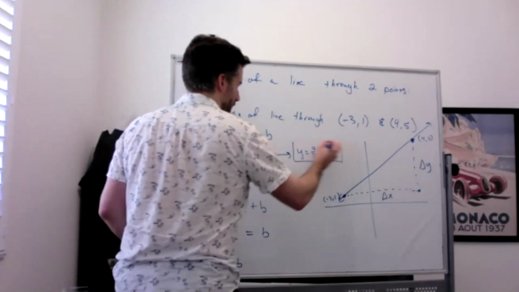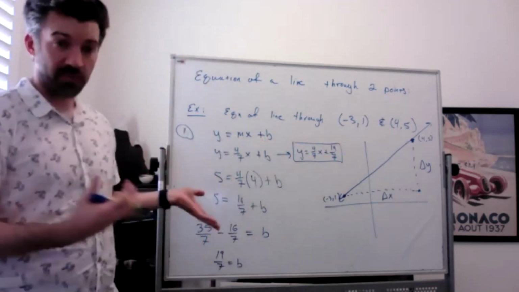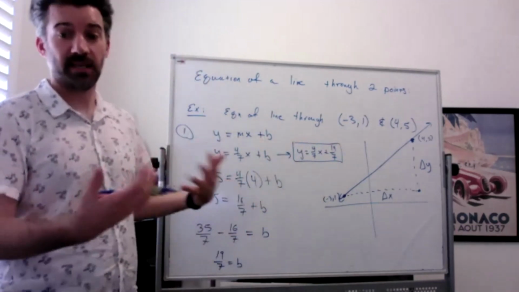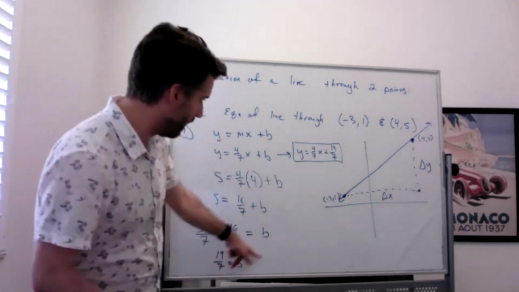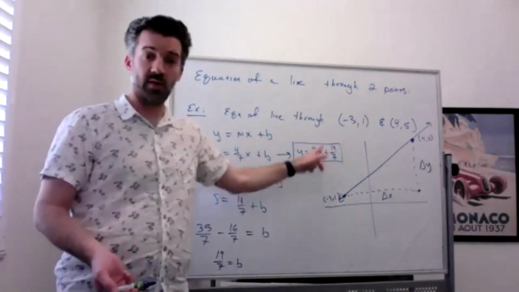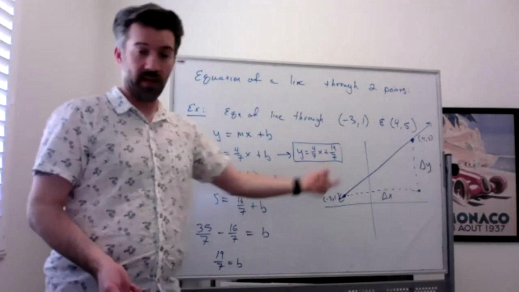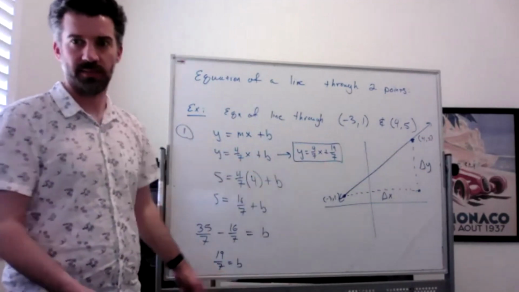19/7. If you do it this way, which is perfectly fine, it's necessary that you go back and actually rewrite the equation with your b value actually plugged in for b. Right? If you stopped here, it wouldn't really be complete.